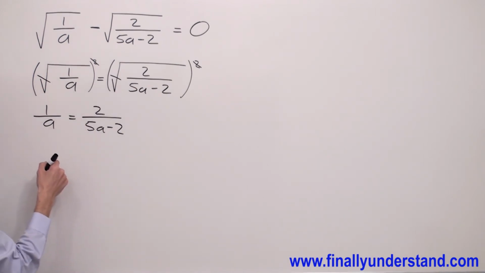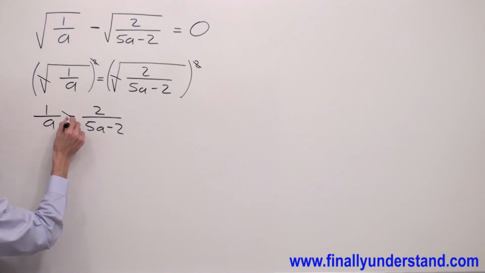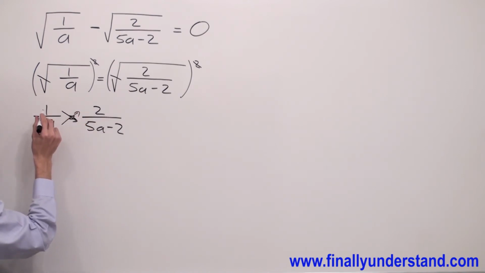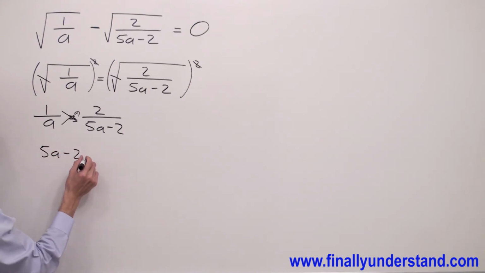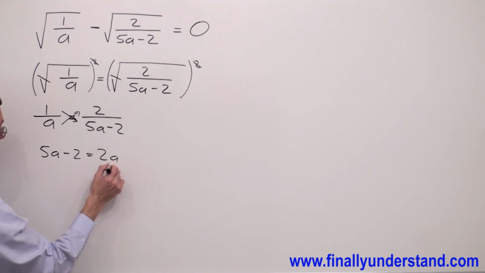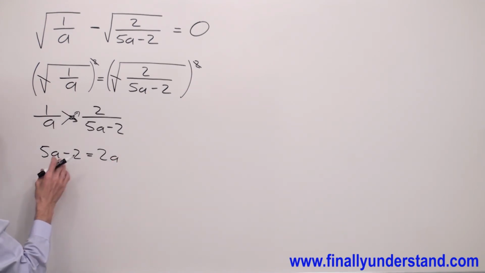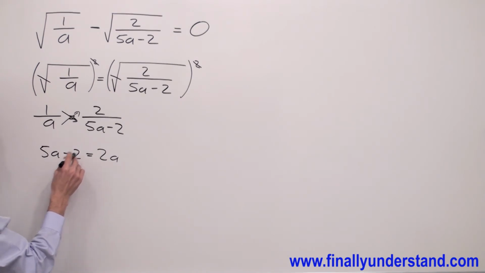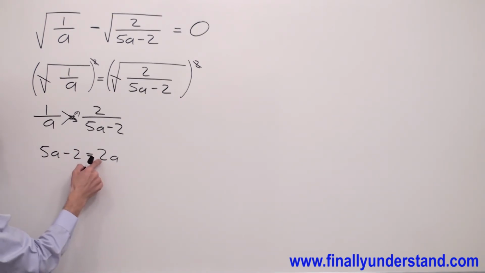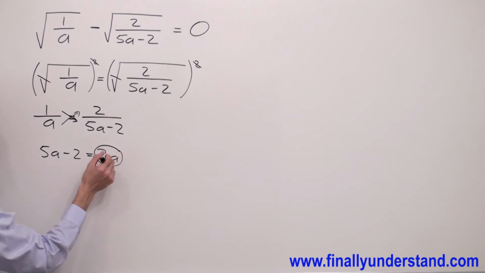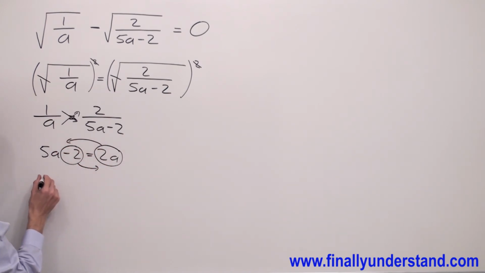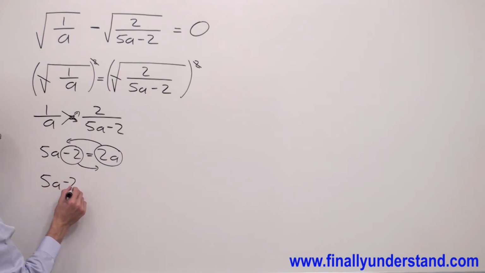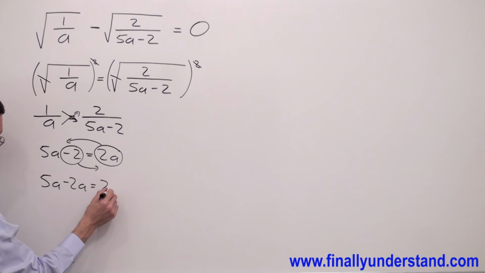As you can see, this is a proportion. The easiest way to solve the proportion is to cross multiply. I have 1 times 5a minus 2 is just 5a minus 2 equals 2a. I have to collect all a's on one side, and everything without a I have to move to the other side, because 5a is greater than 2a and I want to keep positive signs. I'm going to move this 2a to the left side and negative 2 to the right side. That's why I have 5a minus 2a equals 2.